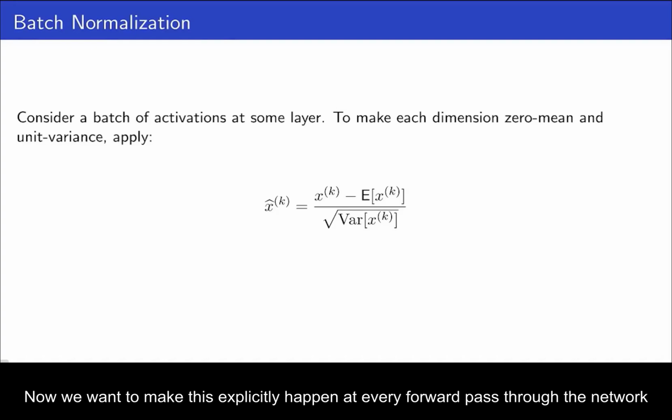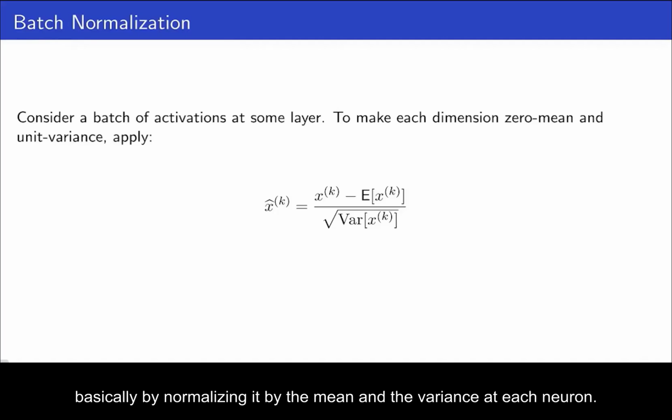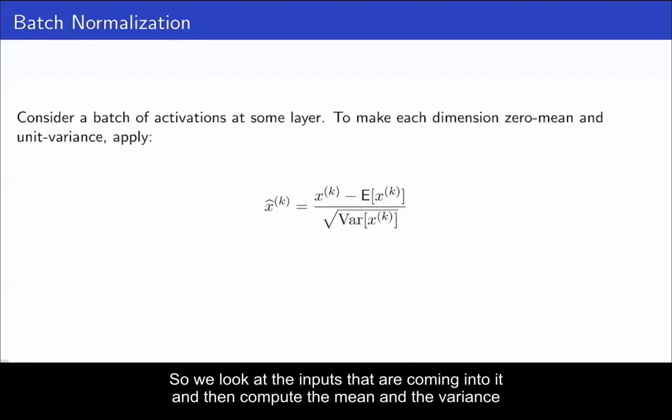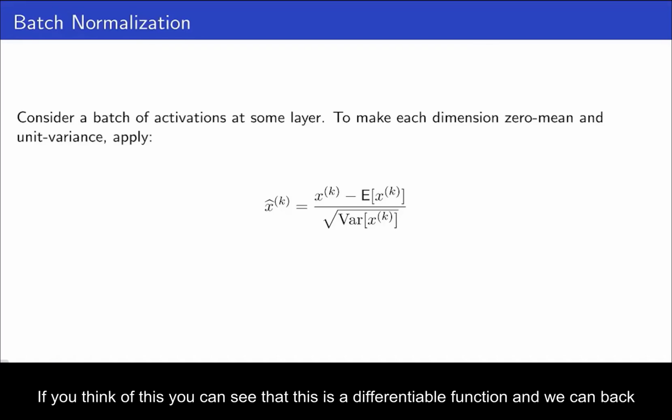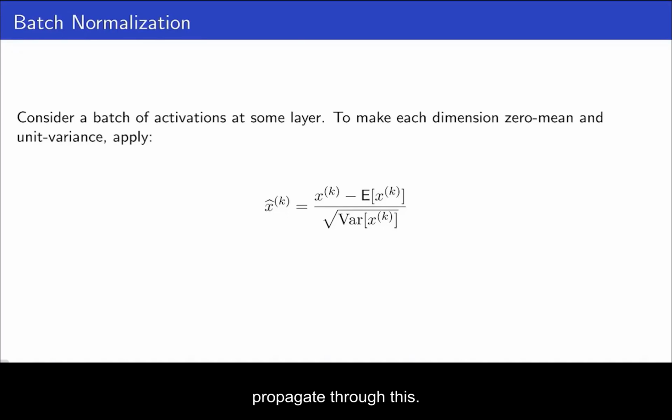Now we want to make this explicitly happen at every forward pass through the network, basically by normalizing it by the mean and the variance at each neuron. So we look at the inputs that are coming into it and then compute the mean and the variance for the batch and normalize it by this. If you think of this, you can see that this is a differentiable function and we can backpropagate through this.